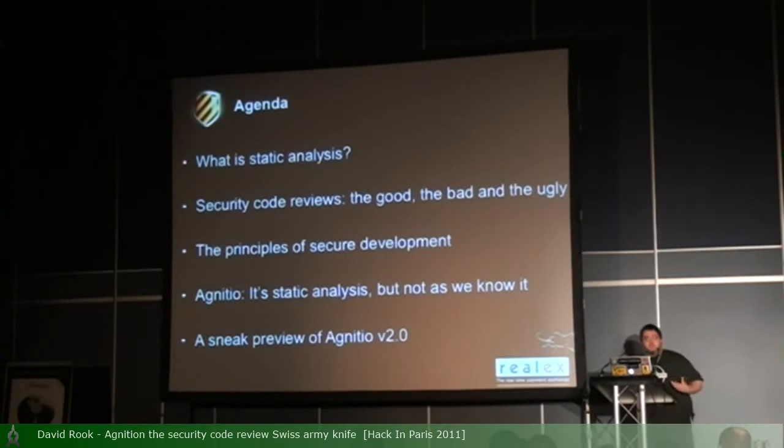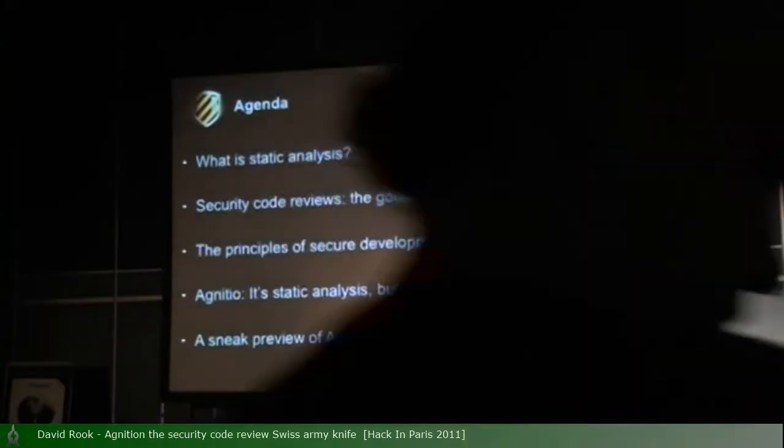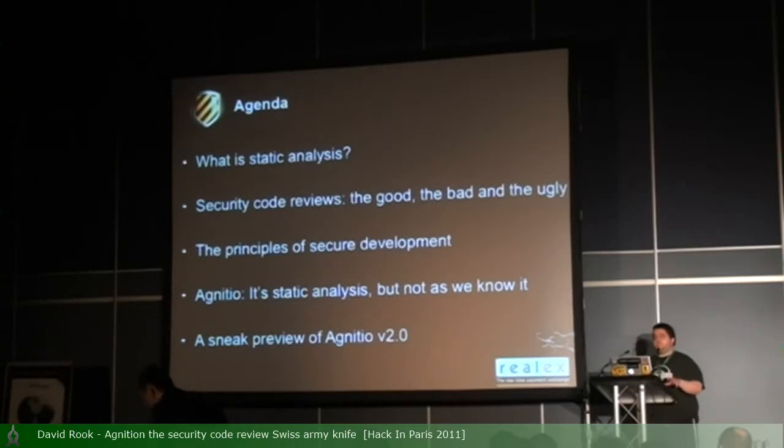I want to take a look at what I call the good, the bad, and the ugly of security code reviews, or more specifically, security code review processes: how people get to review code, how they approach that process, and how they handle that. Then, quickly touching on something called the principles of secure development. The principles of secure development is a whole presentation by itself, so one or two slides today. It's important just to understand what I mean when I say the principles approach. That's all we need to know for today, but if you go to the Security Ninja website, there are full presentations on that. And then we'll jump in and take a look at Agnitio.